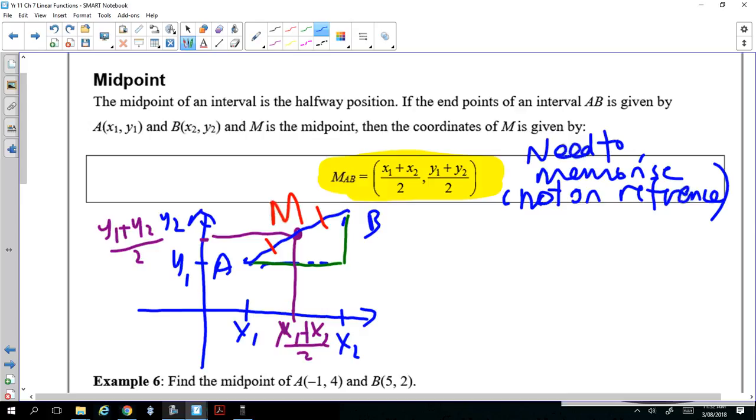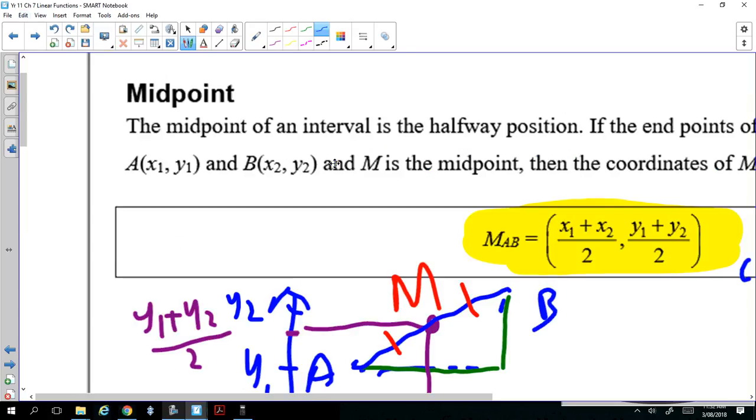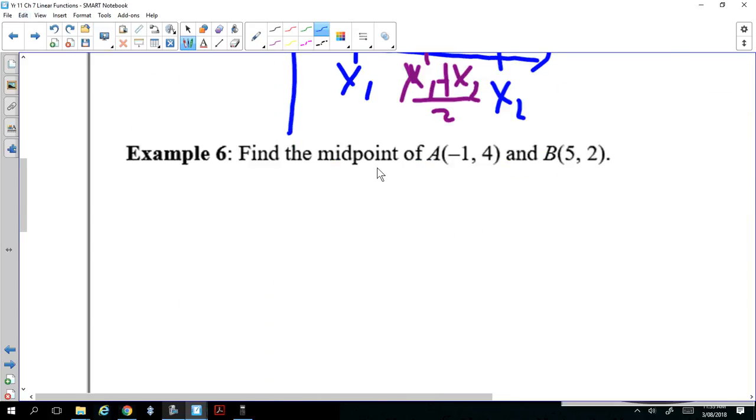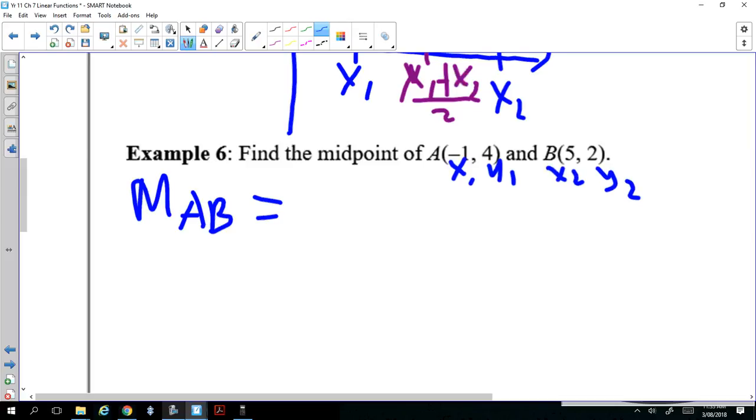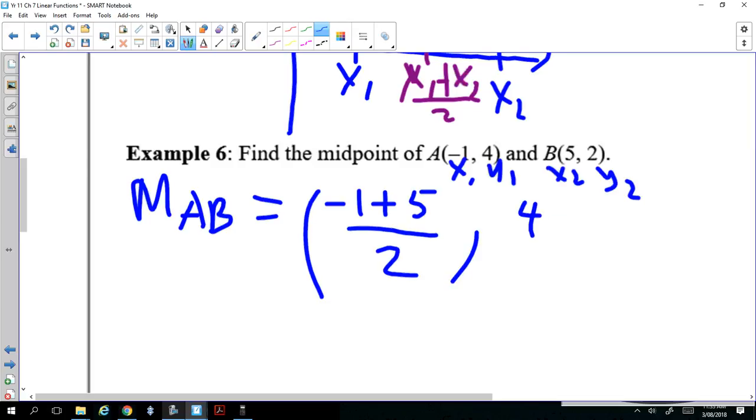All right, next bit. All right, find the midpoint of this. So you write midpoint subscript AB. Okay? So that's your x1, y1, x2, y2. So you average the x. So -1 plus 5 on 2. Average the y. And then add them. So you get 2, 3. Any question? Pretty basic.